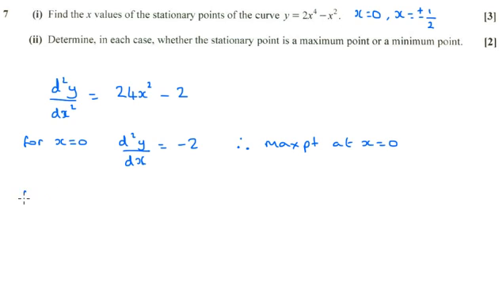For the other 2, let's do the positive 1/2 first. d2y by dx squared: if we substitute 1/2 into here, 1/2 squared is 1/4, so that's 24 over 4, take away 2, which is 6 take away 2, which is 4. So we get a positive number this time, meaning it's going to be a minimum point.